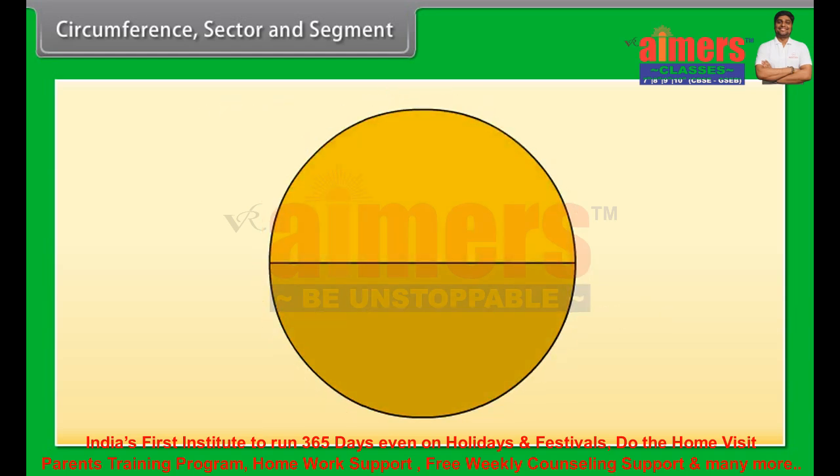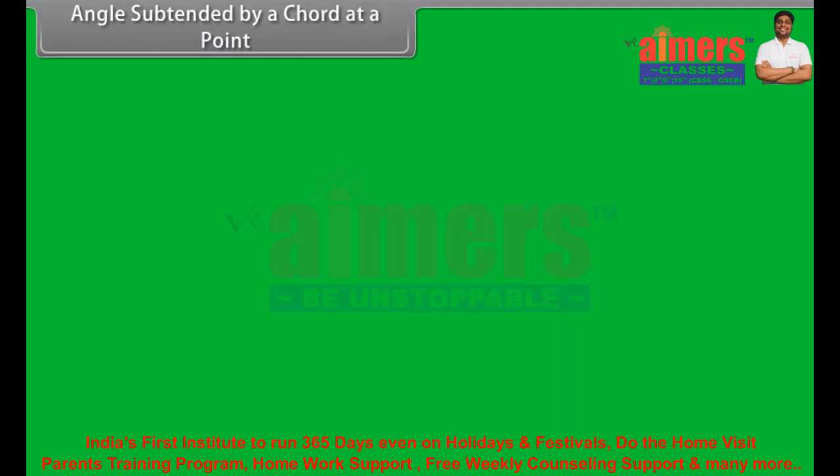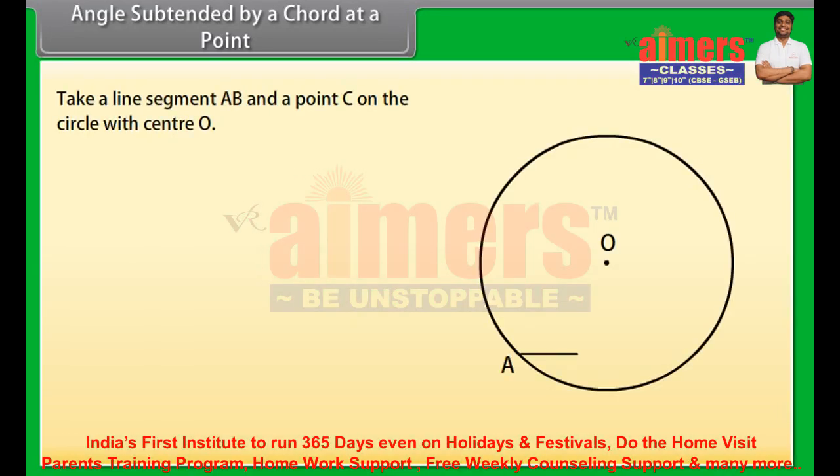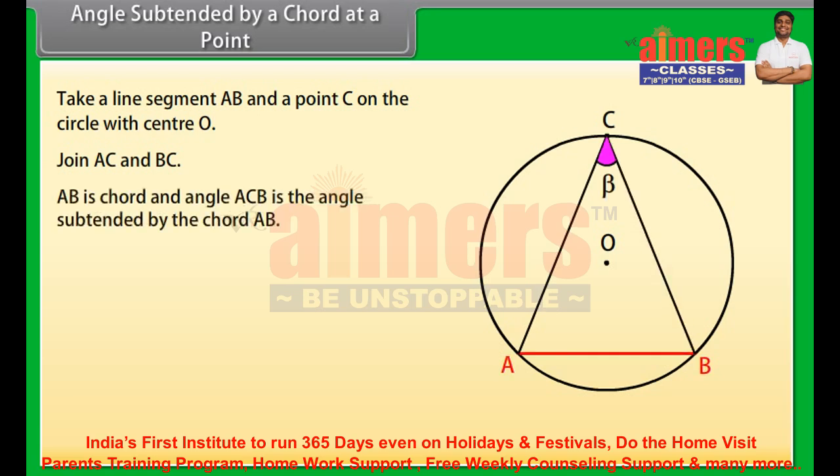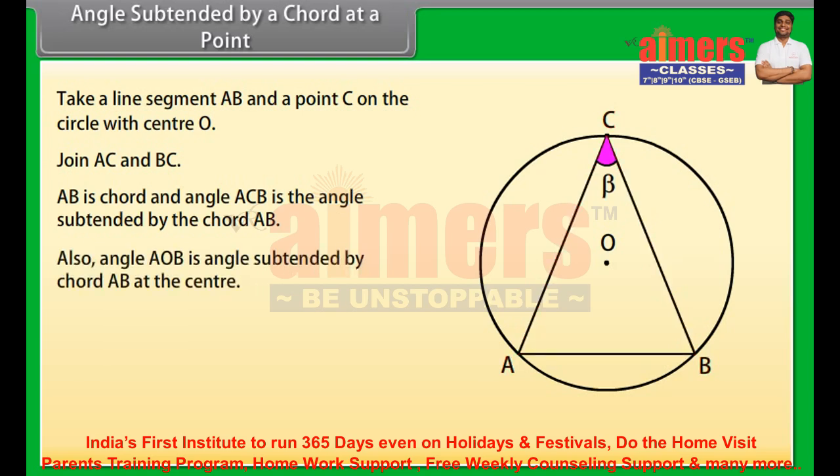Now look at this circle. Here, both the arcs are equal. Therefore, these 2 are semicircles. Angle subtended by a chord at a point. Take a line segment AB and a point C on the circle with center O. Join AC and BC. Here AB is a chord and angle ACB is the angle subtended by the chord AB. Also, angle AOB is the angle subtended by chord AB at the center.